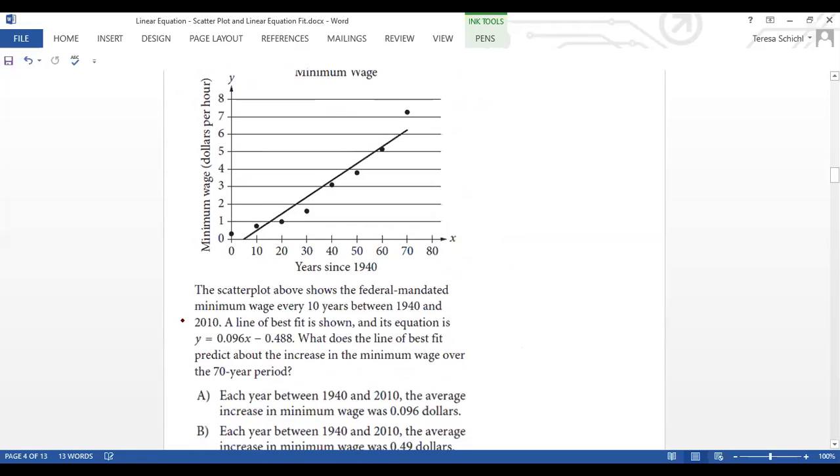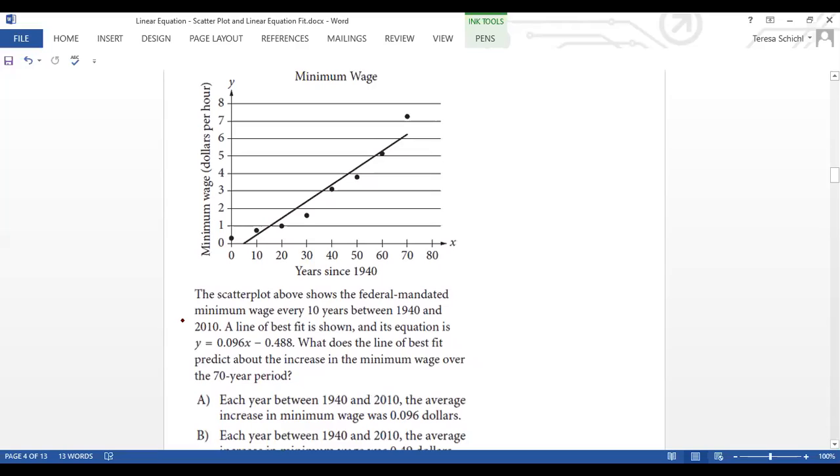Okay, so let's take a look here. This is the minimum wage problem. This one is very similar, but it's a little bit tricky. The scatter plot above shows the federal mandated minimum wage for every 10 years between 1940 and 2010. The line of best fit has this equation here. So what does this line of fit predict about the increase in the minimum wage over the 70 year period?